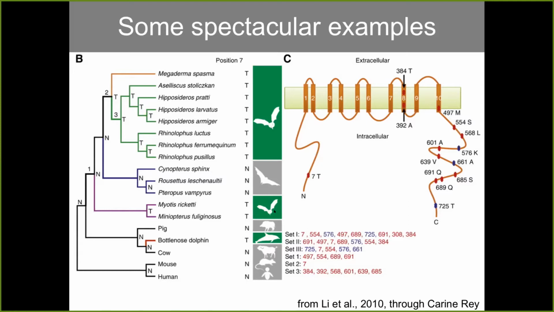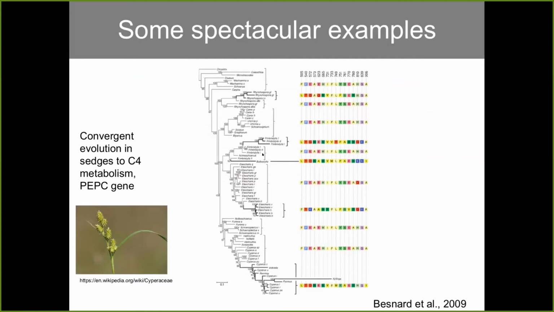So if we think in terms of pseudo replicates, it's not a huge number of replicates there, but still it's quite impressive. Another example among several others that have been published is this example of convergent evolution in sedges, which are a type of grass. One picture is provided here.